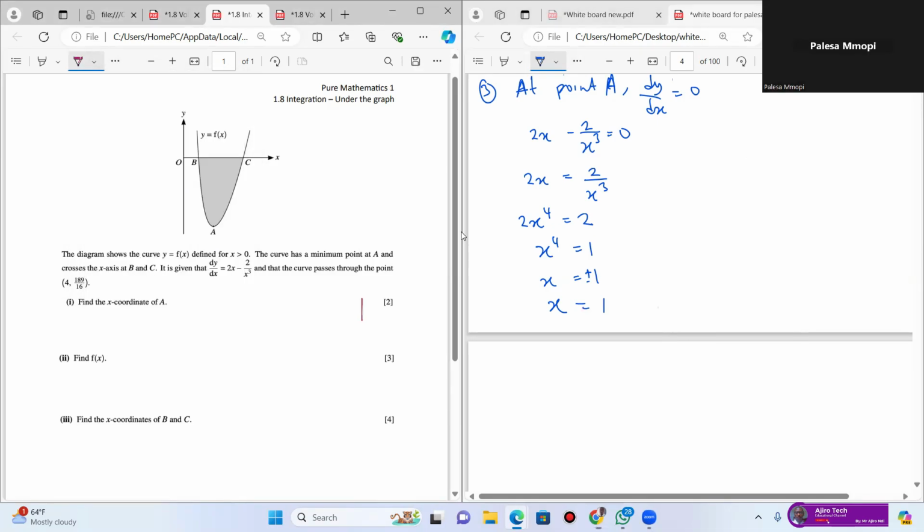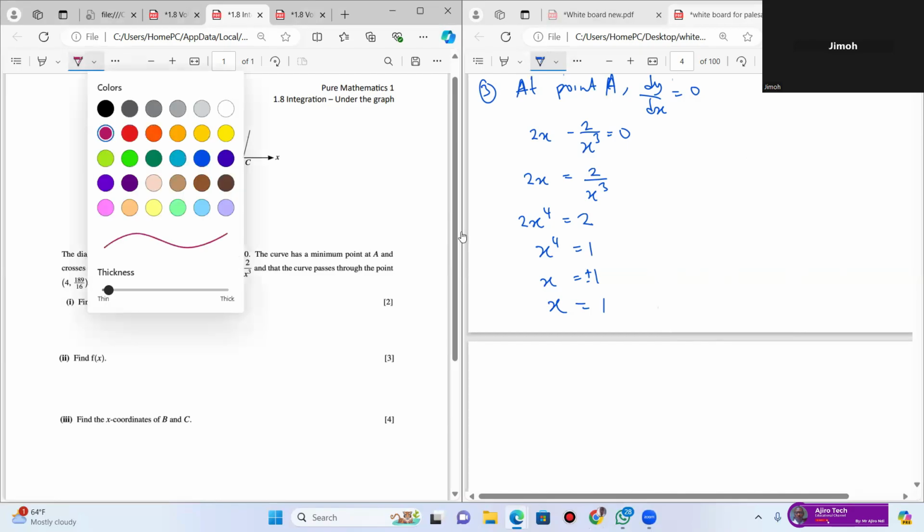Because a coordinate is x, y. They're just giving the x value. What is the y value? But they said find the x coordinate of A. They only asked for the x coordinate. Sorry, I didn't see that. So if they say x coordinate, yes, only x. So my x is 1. But be careful next time: if you see coordinates, it should be the x and y value.